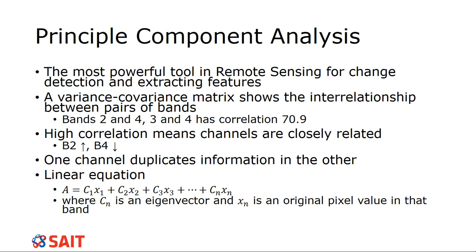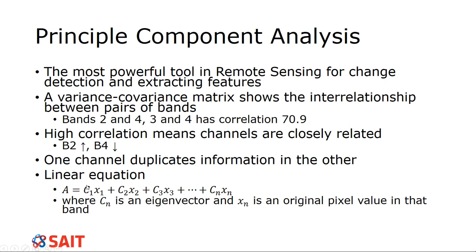So when we have this duplication of information, we need to pull it out. So believe it or not, as complicated as variance and covariance matrices and correlation matrices can become, we can have a linear equation. Everything is based on a linear equation.